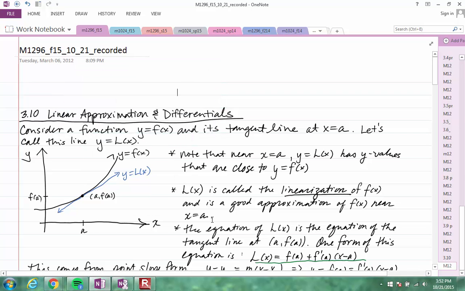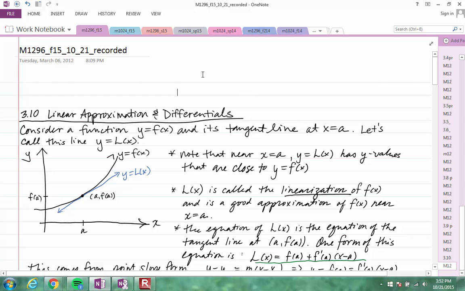I'm going to go over 3.10, which is linear approximation and differentials. I'm going to go over this quickly. We just want you to have an introduction to this topic, and that's all you really need. So we'll go over it kind of quickly, and I'm making it pretty easy for you.